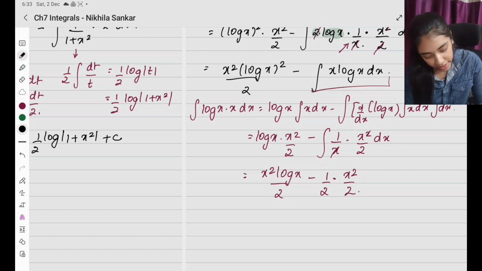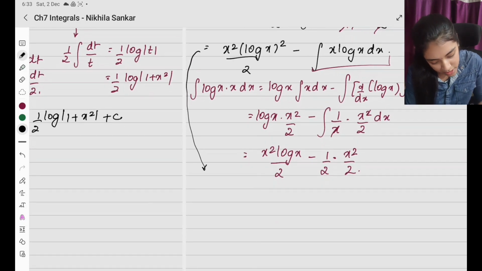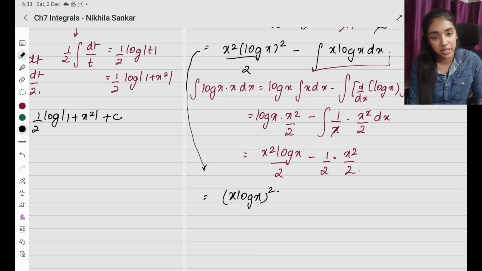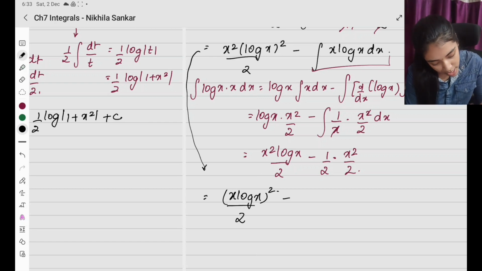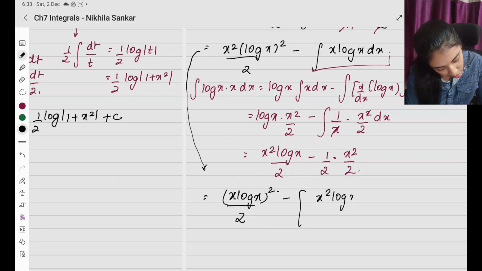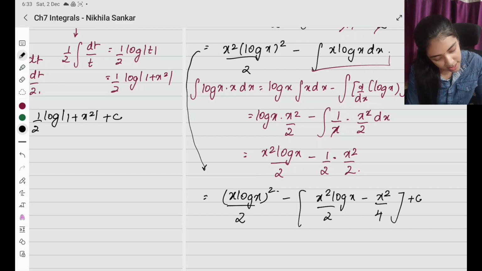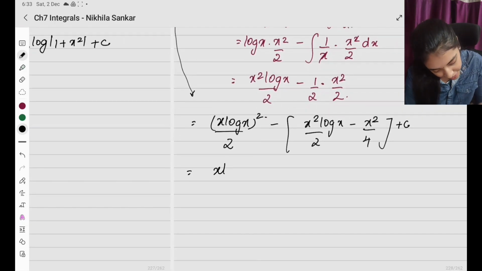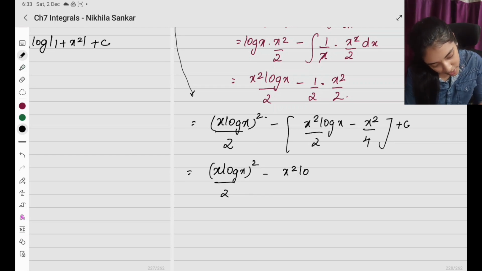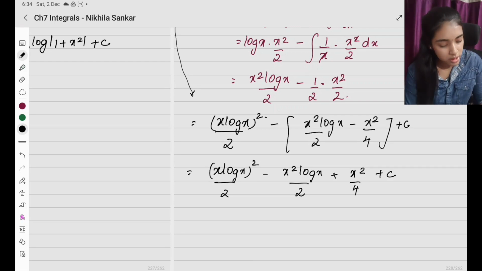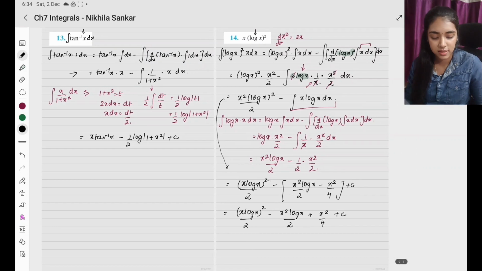So when I club and write, this step becomes x square log x the whole square divided by 2, minus open bracket. So what integral did we get? x square log x by 2 minus x square by 4 plus c. So what will the final answer look like? x square log x the whole square by 2 minus x square log x by 2 plus x square by 4 plus c. Okay, so this is my final answer. Please copy.